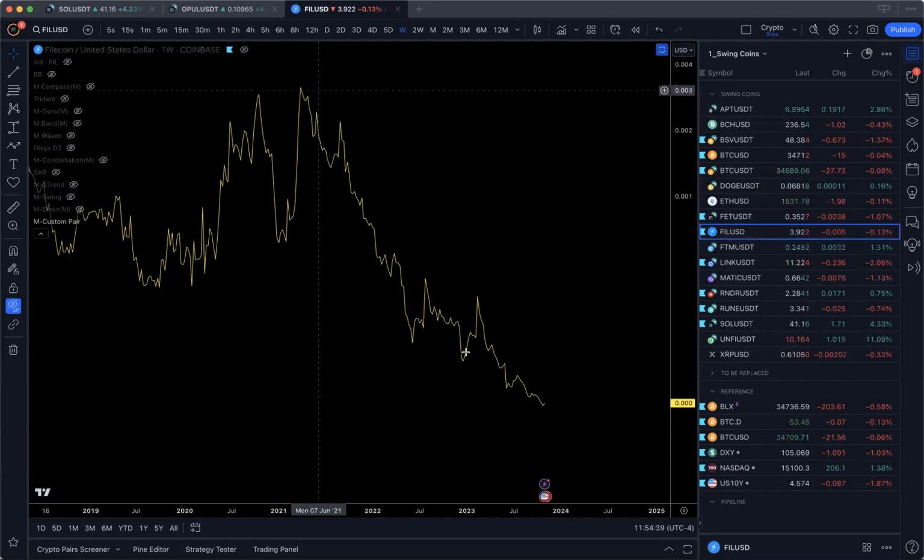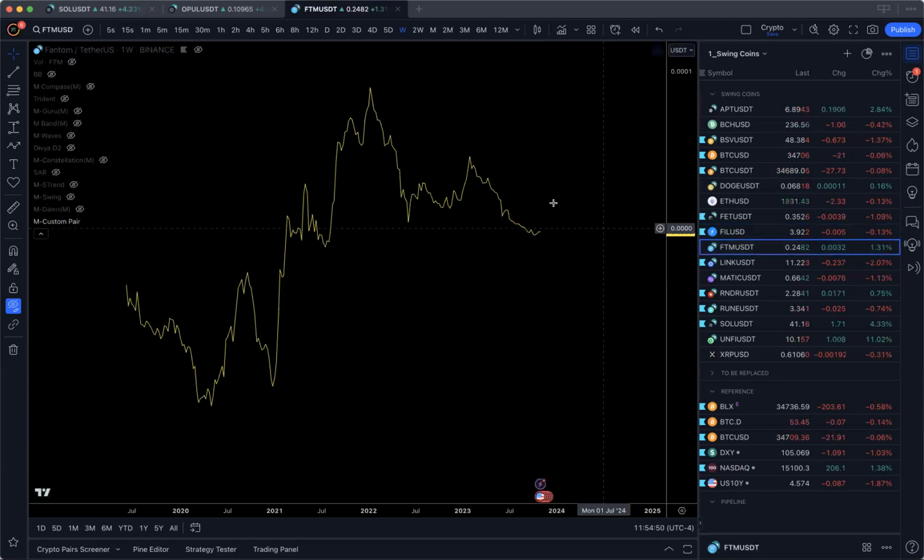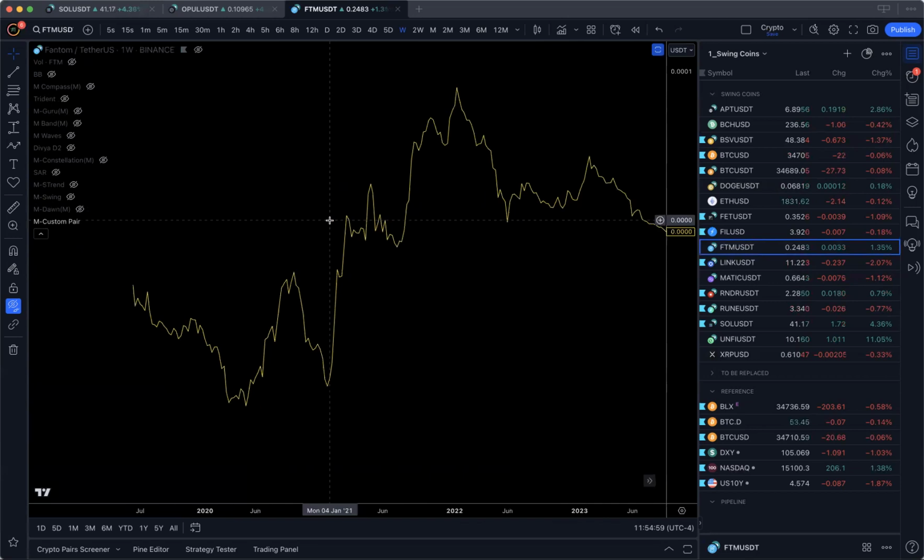FIL, look at this. They're extremely poor. There is no sign of a bounce at this moment. FEM, it is slowing down, but still it's not good. So here we can say FTM outperformed. Look at this, because this is a clear-cut trend. This is not a zigzag, this is a clear-cut trend.